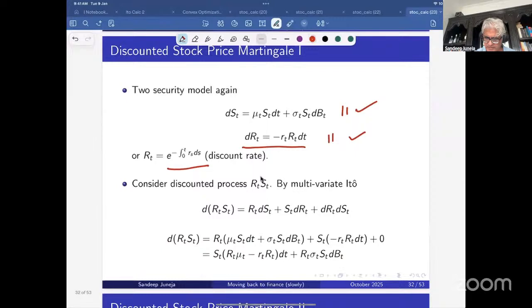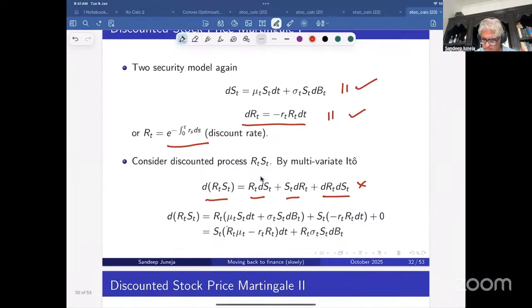And now we have that d(R_t S_t) is R_t dS_t plus S_t dR_t plus dR_t dS_t. And because R_t is a finite variation process, this last term is going to be 0. So this quantity is just R_t dS_t, which is this quantity right here. We just plug this back in here. And dR_t, which is just this quantity right here from here. So from all of this, you see that.